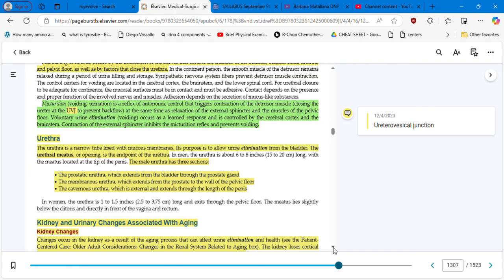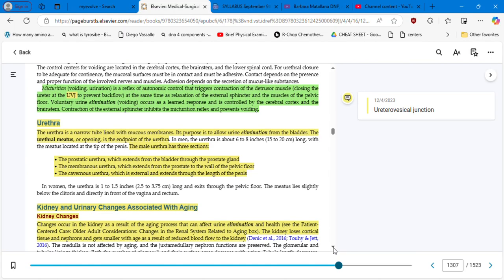occurs as a learned response and is controlled by the cerebral cortex and the brainstem. These are parts that you need to remember: the relationship between voluntary urine elimination and the cerebral cortex and brainstem. Contraction of the external sphincter inhibits the micturition reflex by preventing voiding.